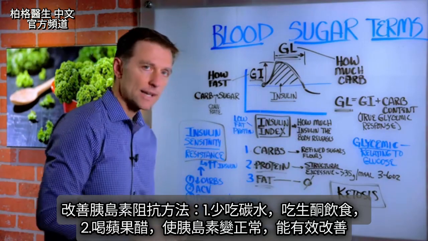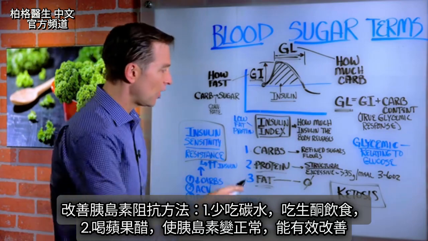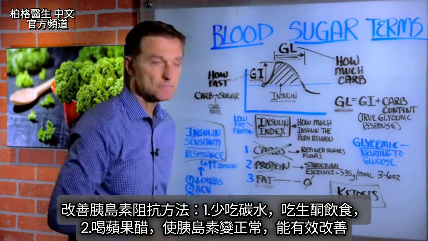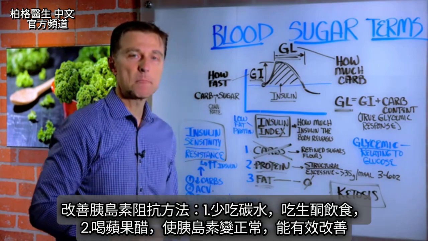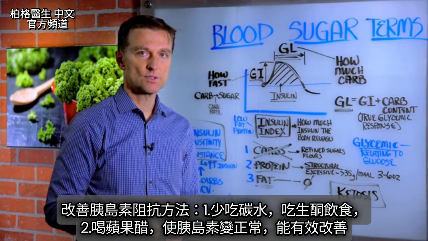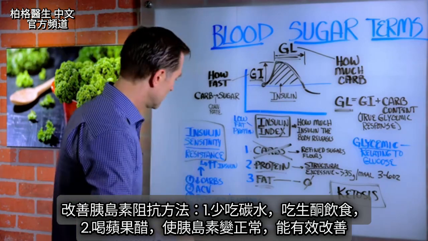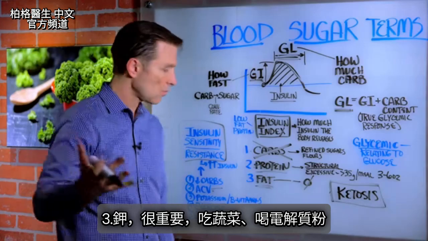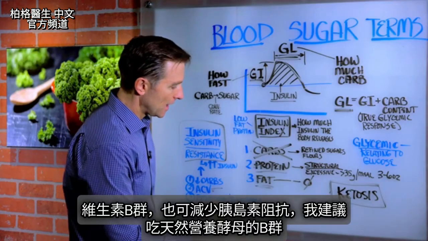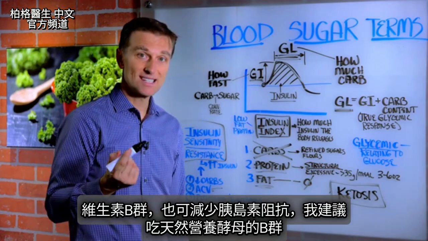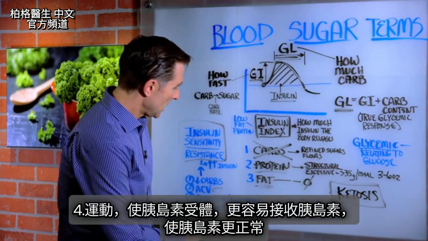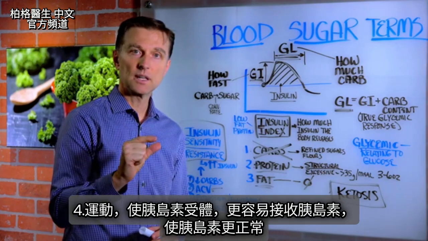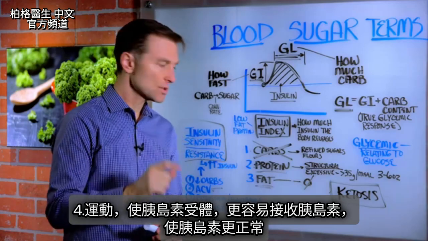And then the way to fix insulin resistance is obviously to go back here and cut out the carbohydrates, okay? Get onto a ketogenic diet. Apple cider vinegar actually makes insulin more sensitive, so it's a really good thing to start consuming as a remedy. Potassium is very, very important to consume from the vegetable source or electrolyte powders. And then we have the B vitamins, which can also reduce the resistance. I like the nutritional yeast for that. And then we have exercise. Exercise also can make the insulin receptors more receptive and make insulin more sensitive, so that can also improve that.